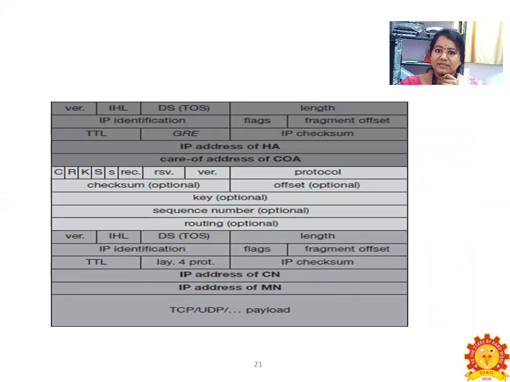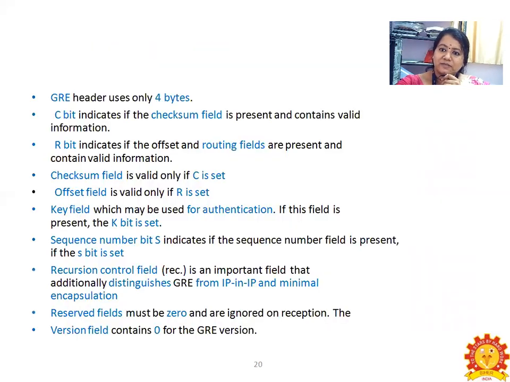Here we will be having the same fields as the IP in IP and the routing. Here the version, IHL, DS length, followed by the IP identification, flags, fragment offset, TTL, GRE, which is the generic routing encapsulation, followed by the IP address of HA, care of address of COA, which is then followed by the checksum option and the offset, which is also optional. Which is followed by the key and sequence numbers on the routing. So these are the key structures which come under the generic routing encapsulation.